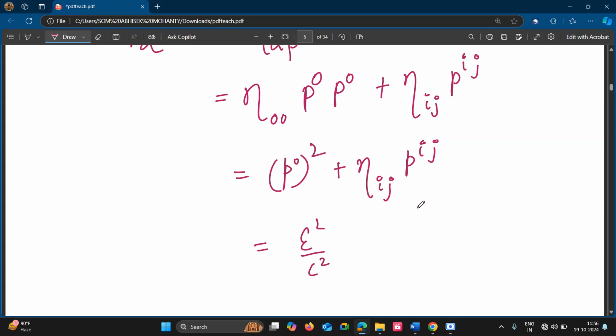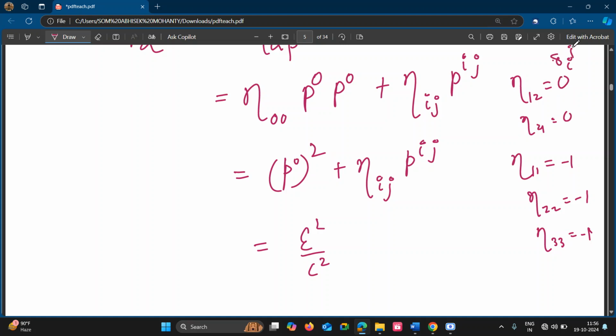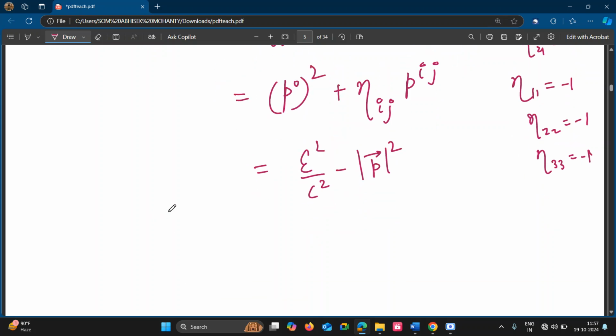And this will give me what? Eta ij: eta 11 is minus 1, eta 22 is minus 1, eta 33 is minus 1, and other things are 0. Eta 12 is 0, eta 21 is 0. It's like delta ij. So we get the components P1 square, P2 square, P3 square, and that can be written as P square. So this is the norm of the momentum four vector.